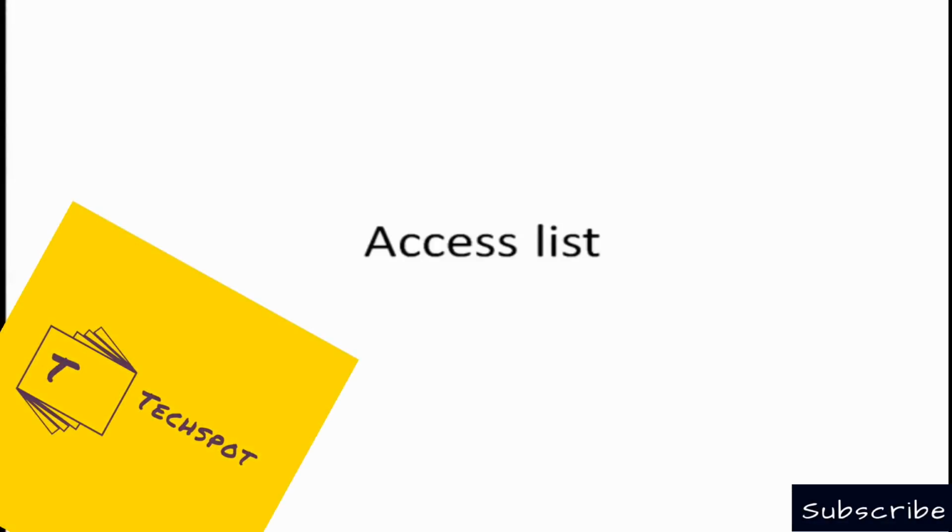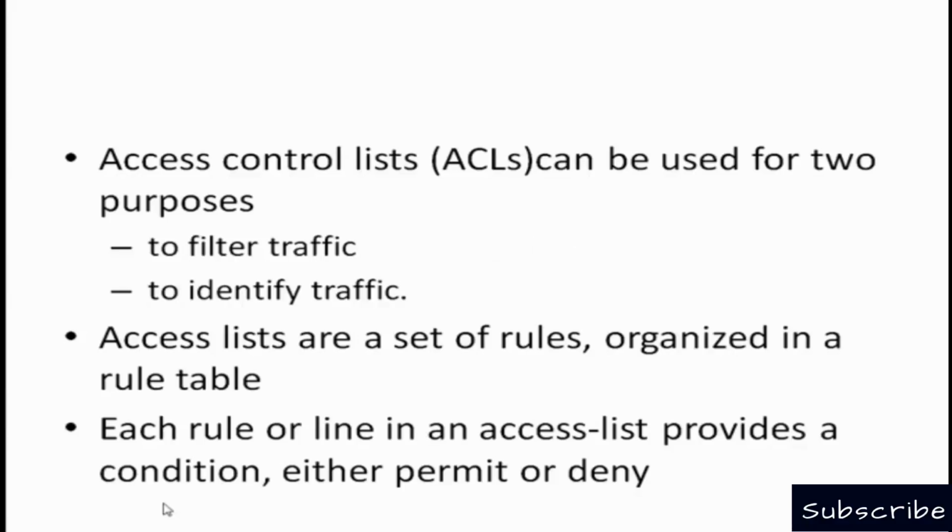In this session, we are discussing access lists. An access list is basically used in networks for two purposes: to filter traffic and to identify traffic. So here, an access list is used for security purposes. So basically, what is an access list?